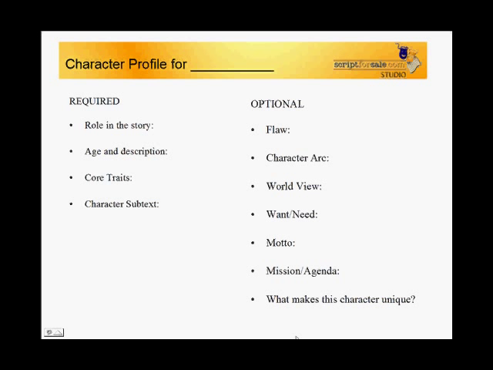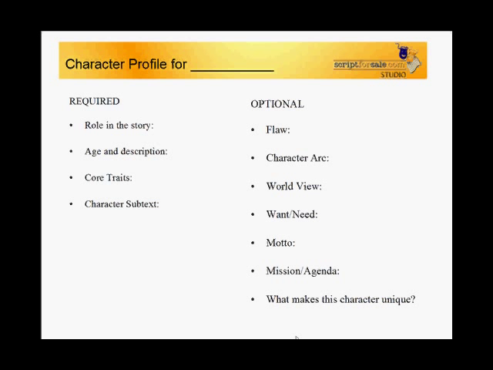The optional side is exactly what it says. It's optional. But what these do is they fill in some of the blanks. Let me tell you up front, I usually only use 3 or 4 on this side. I'm not trying to fill in every single gap and worry about having it be perfect. I'm only looking for the things that actually will make a difference for this character.